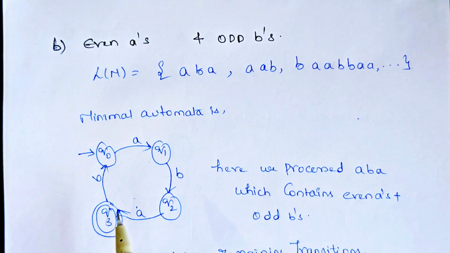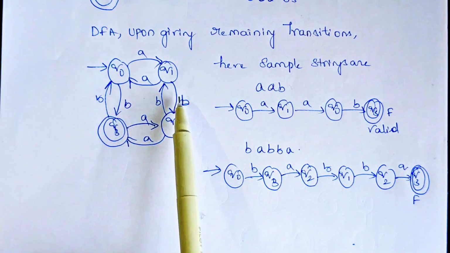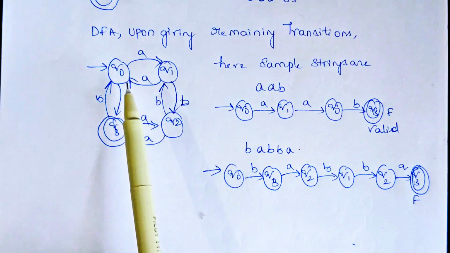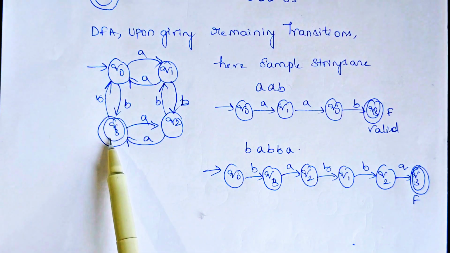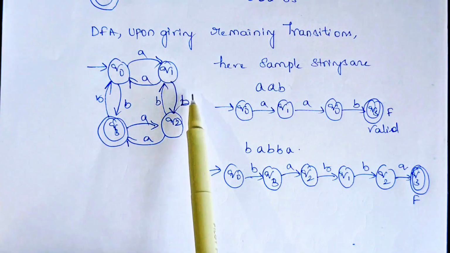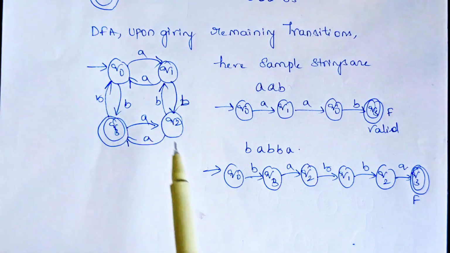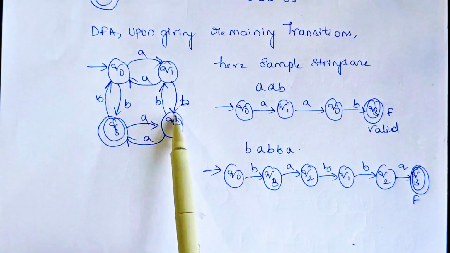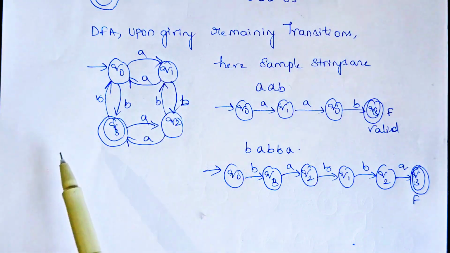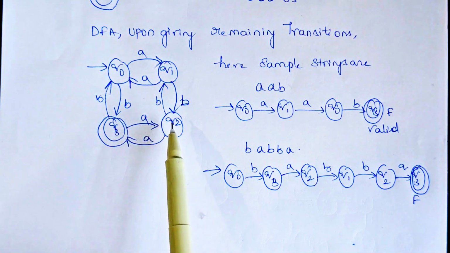Then, based upon this, we have to construct the DFA. Based on the minimal automata, upon giving the remaining transition for each state, we get the complete DFA. Q0 on A is already processed. Remaining is Q0 on B. Connected to Q3. And Q1 on B is already processed. Remaining is Q1 on A. Connected to Q0. Similarly, Q2 on A is already processed. Remaining is Q2 on B. Connected to Q1. And Q3 on B is already done. Remaining is Q3 on A, connected to Q2.